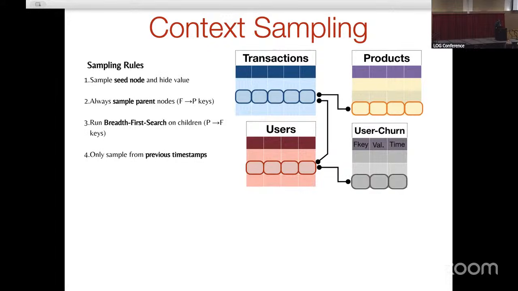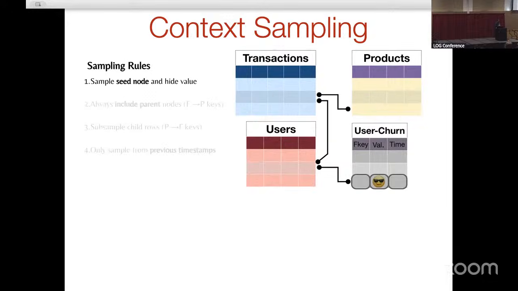So let me explain how we do the sampling. We follow four basic rules here, but we are working on more sophisticated techniques. The first rule is that we sample a seed node and we hide the value. So we have this cool guy over here. This is the value of a particular seed node, and we hide this value entirely.